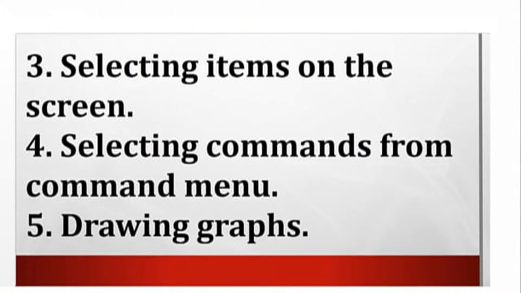And it's also used to select commands from a menu. If you are using maybe an Office application and you click on the Office button, the drop-down menu appears. If you want to select an item on that menu, you use the pointing device. If you right-click an empty space, the context menu will appear. If that menu appears, you use the pointing device to select those commands in the menu.